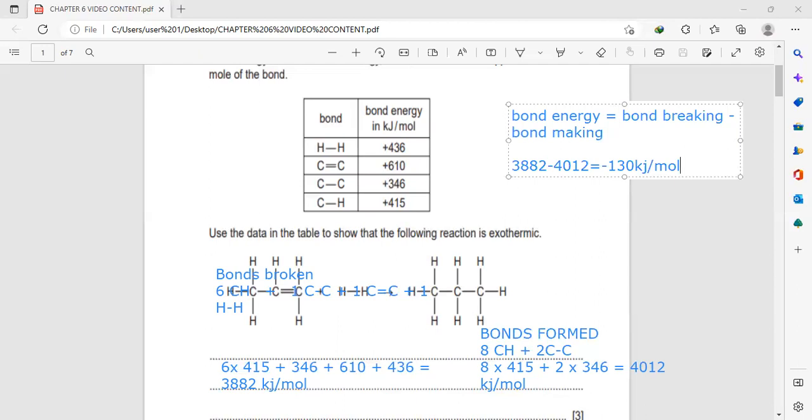Look at the answer. Here the value has a negative sign, right? So this reaction is an exothermic one. You want to mention that also. This reaction is exothermic. Move to the next question.